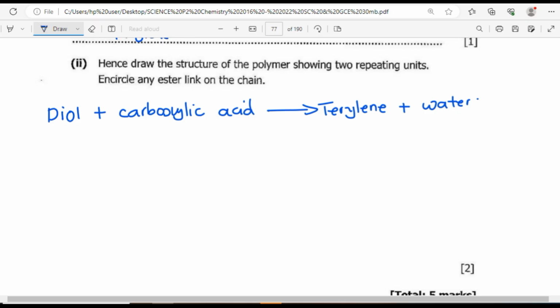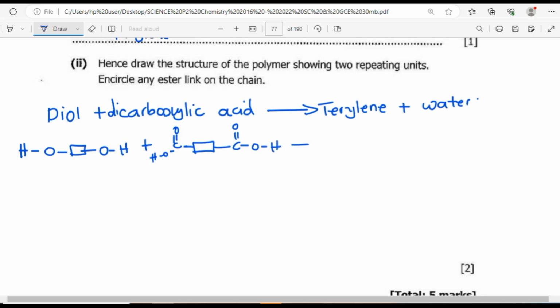Okay, so hence draw the structure of the polymer showing two repeating units, then circle an ester linkage. So the structure for diol is this one, so you just have to commit this to memory, and it's the same as the glucose. So diol plus dicarboxylic acid: it is just a chain where we are going to have two functional groups for an alcohol. So an alcohol has this one alcohol function. So since it's di, we are going to have two. Over here I forgot to put di.